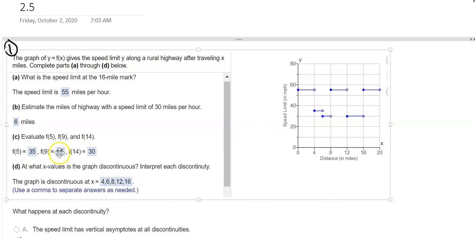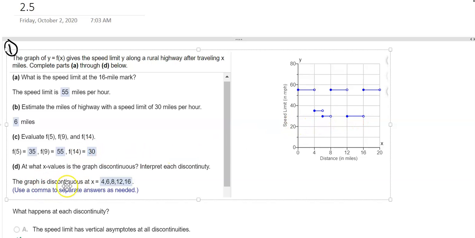miles an hour. I go to 9. Where is 9? Not quite in the middle. A little bit closer. I follow it up until I hit something. Bingo bango, and it's 55. Go over to 14. That is in the middle. Head up here. Bingo bango. There we go. That is 30.